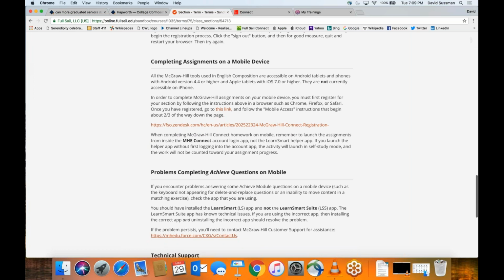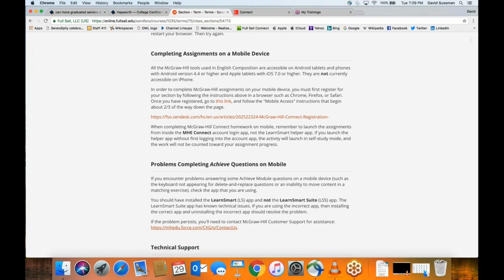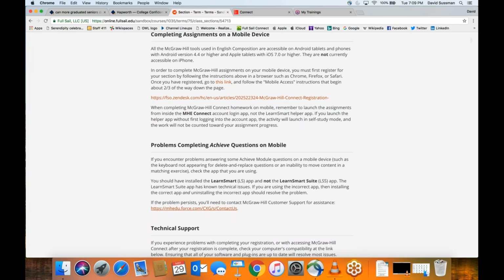Okay. Ooh, this is useful. Completing assignments on a mobile device. Okay. That's good to know. I think people should be completing almost all assignments on a non-mobile device, especially writing assignments. But, okay, Kim, you just followed the instructions.